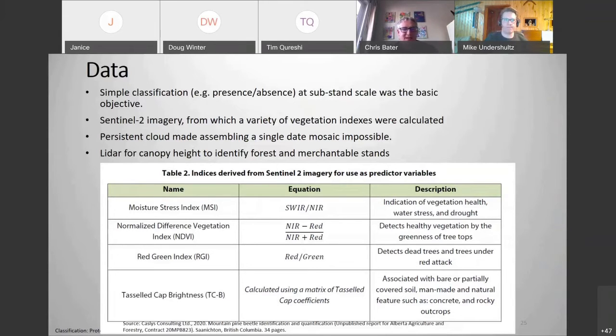And then Castless calculated a number of different vegetation indices, and again, we've seen these in previous presentations: moisture stress, NDVI, red-green index. They used tassel-cap brightness to identify areas that were not treed.